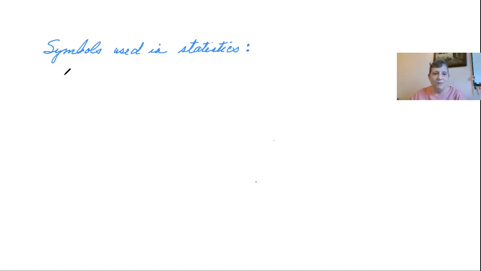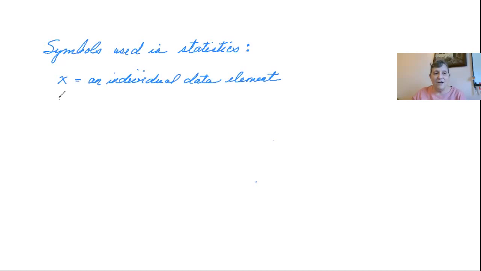So one of the first symbols is just an X. X is going to be an individual data element. And actually, they will typically use a lowercase x for this. So it would be possible that you could type in an uppercase x and my math lab count it wrong because it was expecting a lowercase. And you know how computers are.